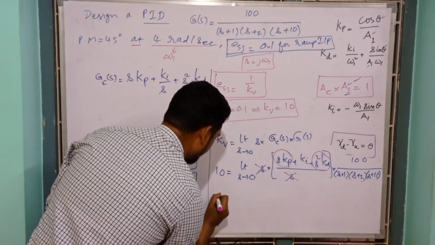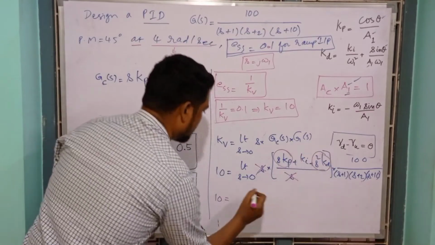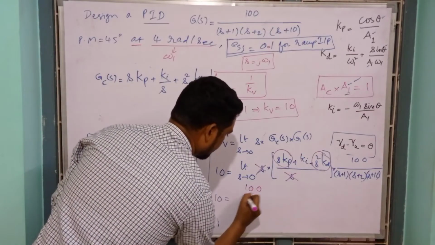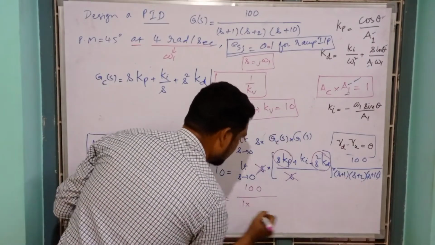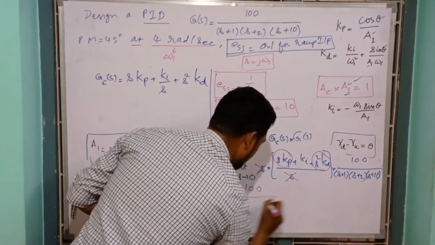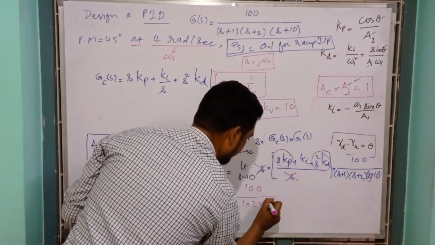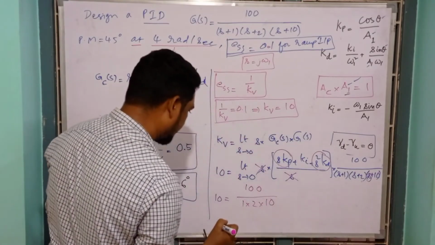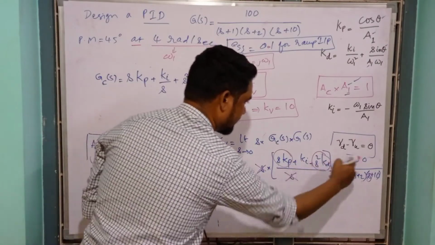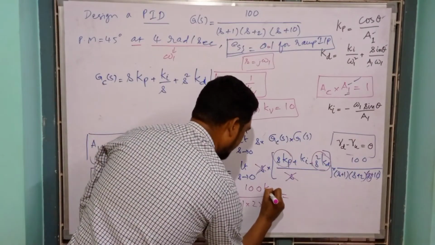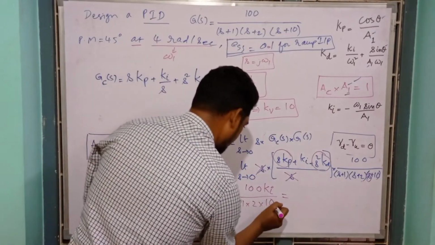So what we are finally left with is 10, which is equal to Kv from the previous given data, which is equal to 100 by, guys, even this becomes 0, so we are left with 1 into 2 into 10, and this is multiplied by Ki. How could I forget that? Ki, right?